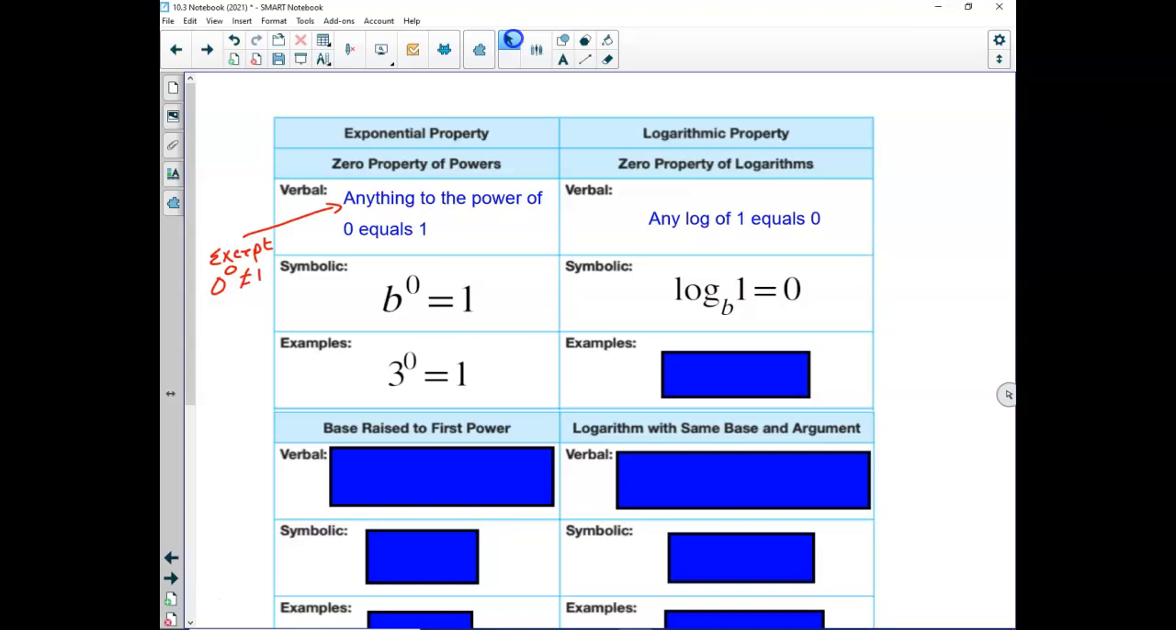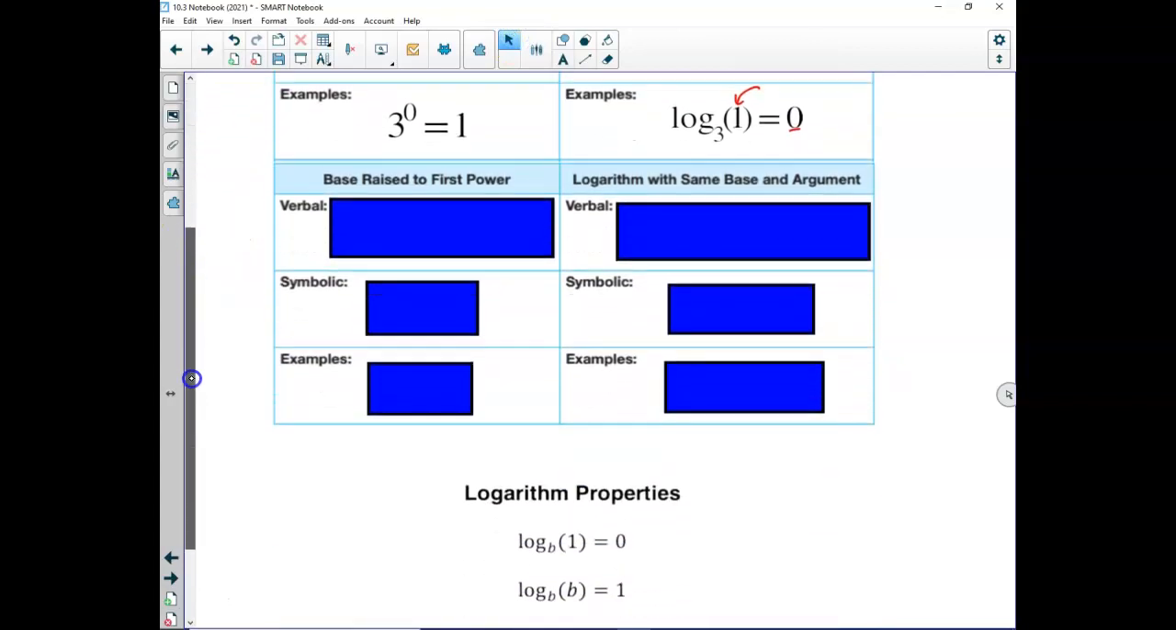In an example, b can be 3. That b right there can be anything as long as it's positive and it's not 1 or 0. And if there's a 1 inside there, it equals 0. So we're going to move along now.